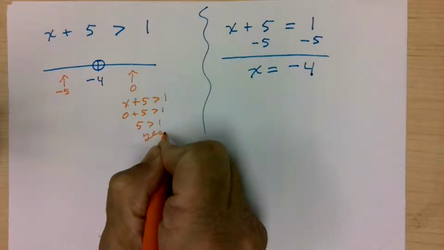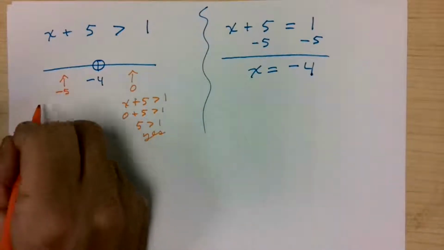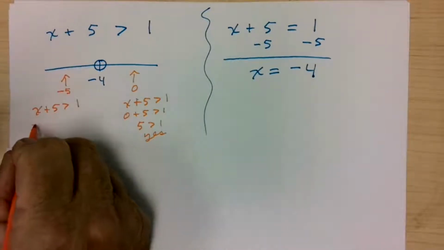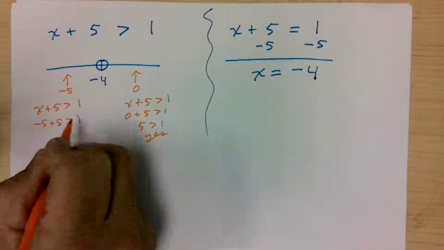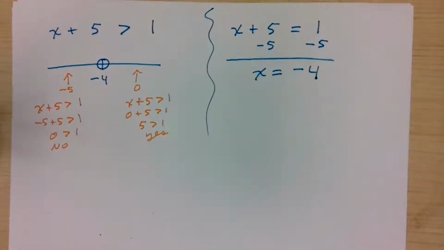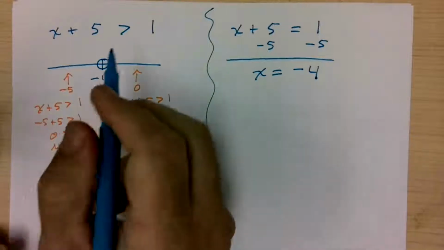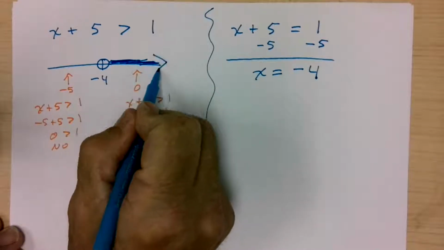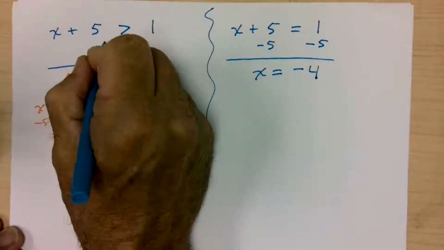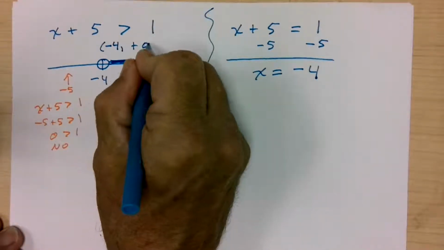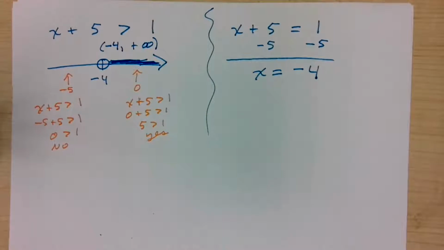Yes. Over on this side, x plus 5 greater than 1. Plug negative 5 in. Negative 5 plus 5, is that greater than 1? Is 0 greater than 1? That's no. So we're going to shade towards the yes side. We're going to shade this way. So starting at negative 4, round bracket again. Negative 4 here, going all the way to the right, all the way to positive infinity.